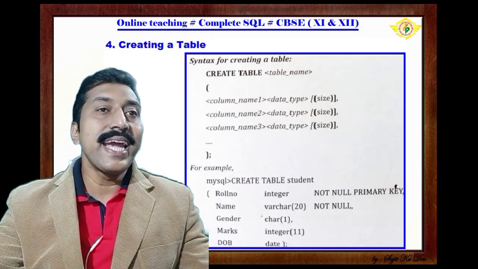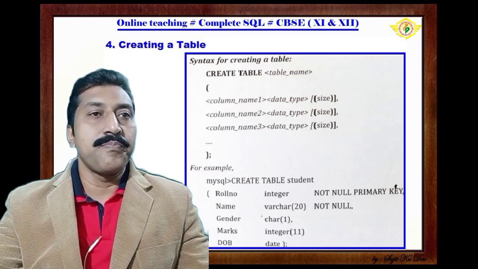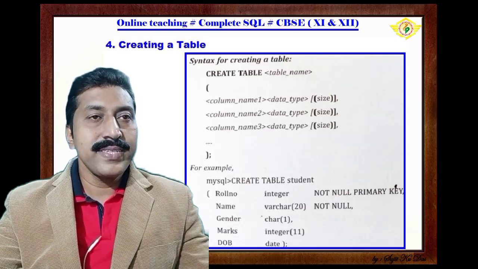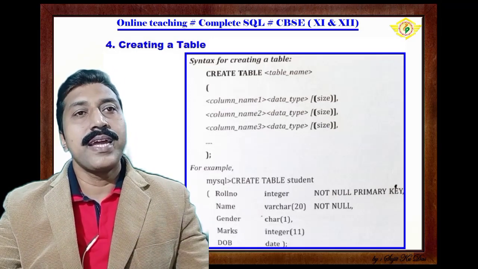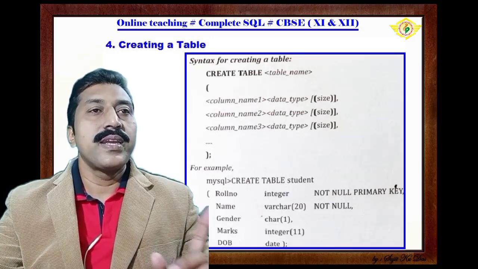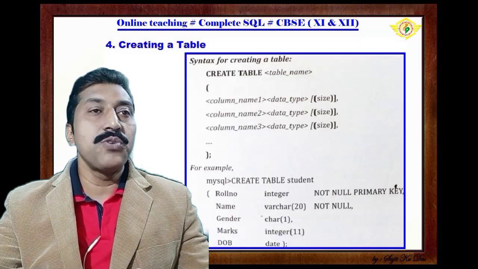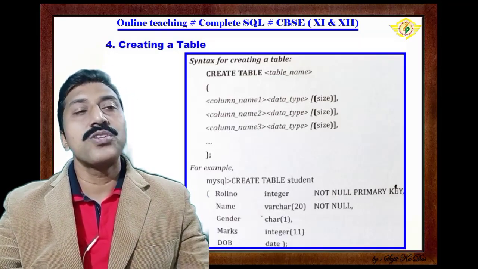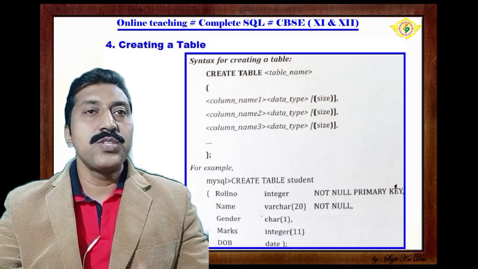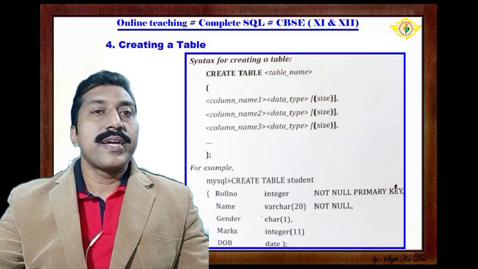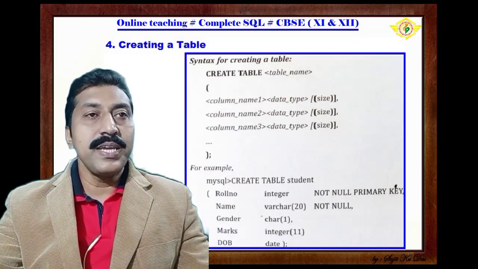First you write CREATE TABLE, then the table name, then give the parenthesis. On the next line write the column name, then give the data type and give the size. Then column name, data type, then size. Like that you continue. At last, close the bracket, then a semicolon.